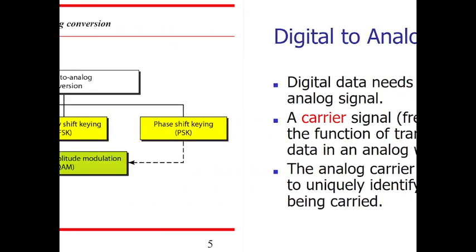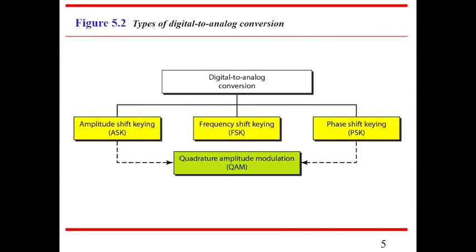So based on how we change the characteristics of this analog signal, there are three types of conversion from digital to analog. The first one is known as amplitude shift keying. From the name we can understand that here we are using the amplitude characteristic. Then we have frequency shift keying. Here we are using the frequency, and finally we have phase shift keying. And there is another one where we combine two characteristics, the amplitude and phase, and that type of digital to analog conversion is known as quadrature amplitude modulation. In the next part we will learn about these three types of shift keying.